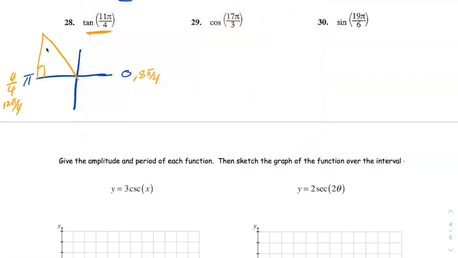If you do it, over 4 is automatically 45, so 1, 1, to negative, you went to the left. Tan is TOA, opposite over adjacent, 1 over negative 1, just negative 1.